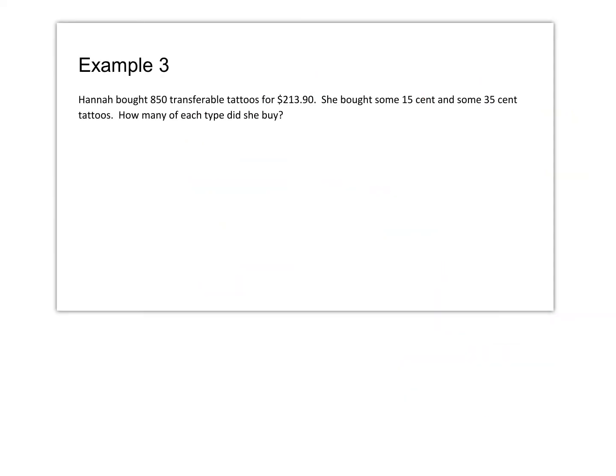All right, so here's more of a traditional kind of question where it uses the system. Hannah bought 850 transferable tattoos for $213. Some are 15 cents, some are 35 cents. How many of each type did she buy? So again, this is going to be a money quantity problem. The reason why I call it money quantity is because one equation is going to be about the money, the other equation is going to be all about the quantities.